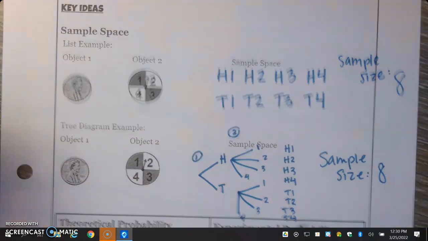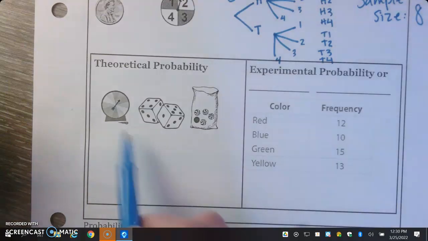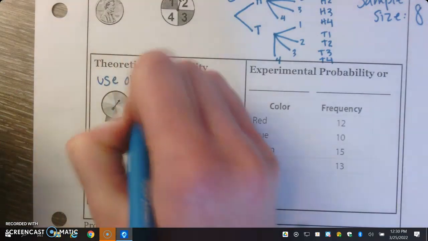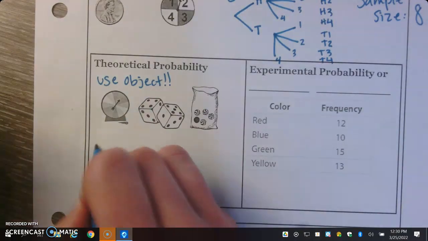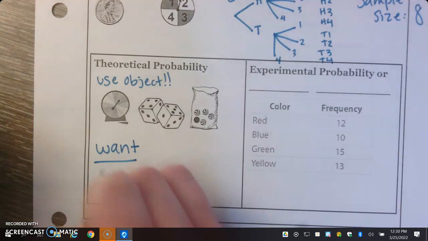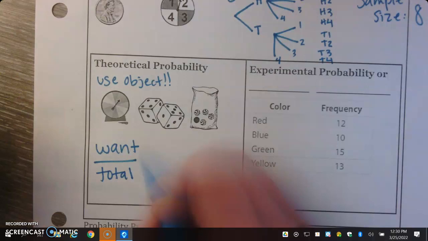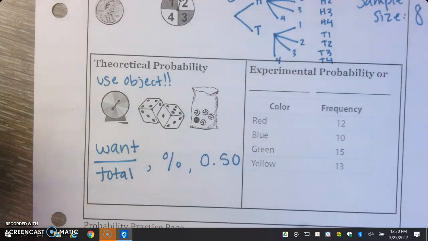All right, another idea with probability is that there are two types of probability. There's theoretical and there's experimental. So when we have theoretical, and I put some images for you, you're going to actually use the object. So I'm going to write that down: use object. Okay, and this is when you make a fraction, it's what you want out of the total. Okay, you could also make it as a percent, or you can make it as a decimal. To do that, you just divide top by bottom to get your decimal, or move 2 to the right to get your percent. Okay?